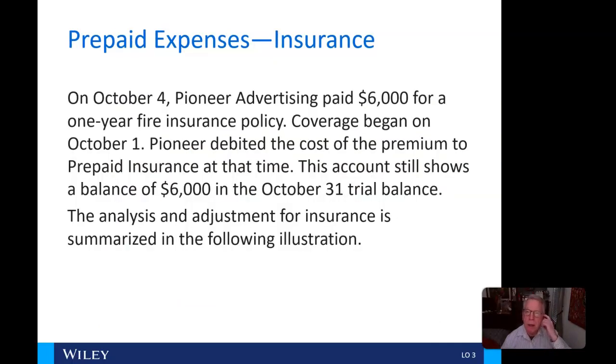Now, prepaid expenses for insurance. We prepay $6,000 for a 1-year fire insurance policy. So we did that here on October 4th, but in this case, the coverage is going to begin on October 1. So we debited the cost of the premium to prepaid insurance, an asset at that time. So we're going to have a $6,000 balance in prepaid insurance and a credit to cash to pay for it.